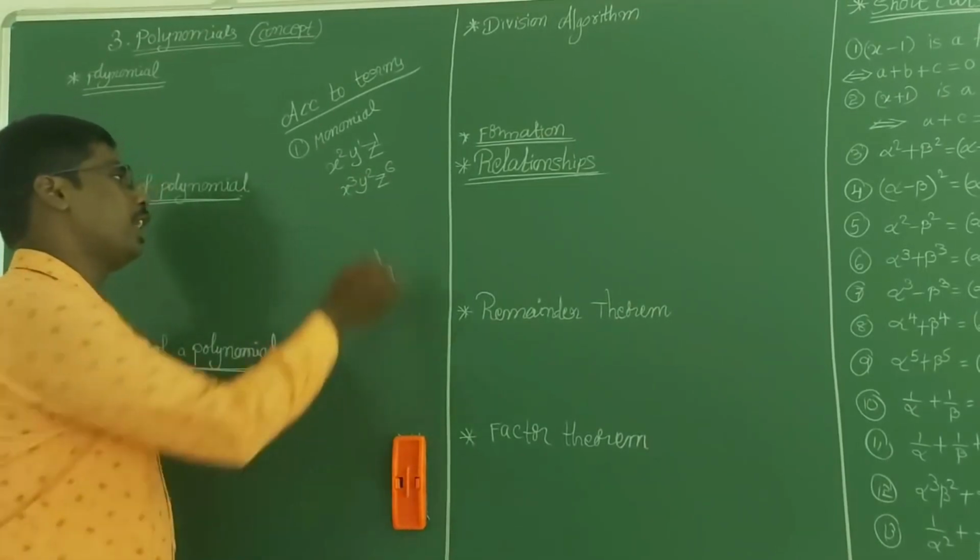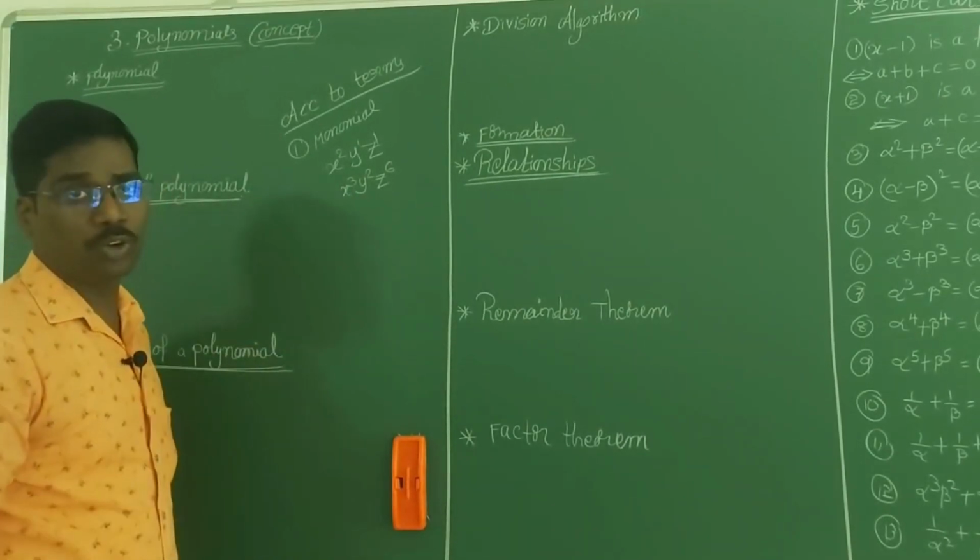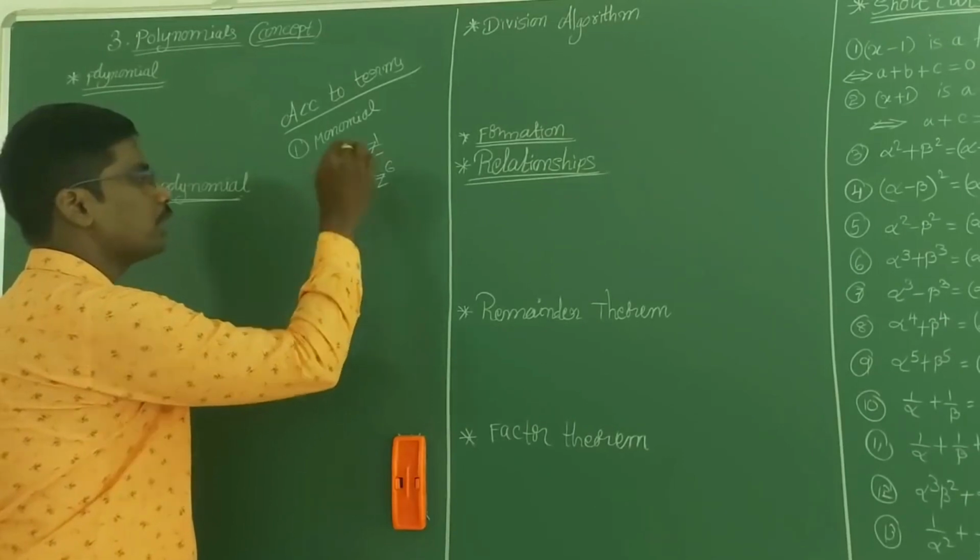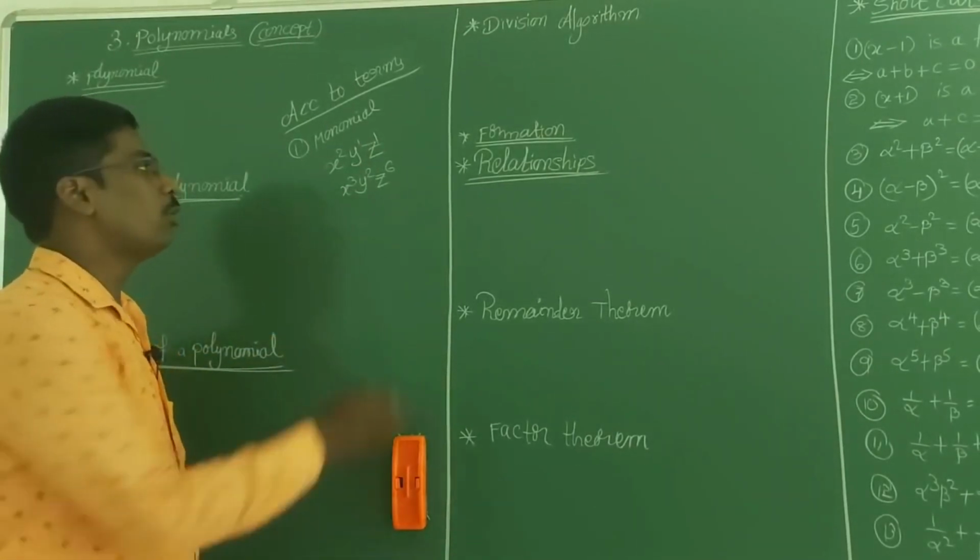What is the degree of this term? x cube y square z power 6. So 3 plus 2, 5, 5 plus 6, 11. So 11 is the degree of this monomial.